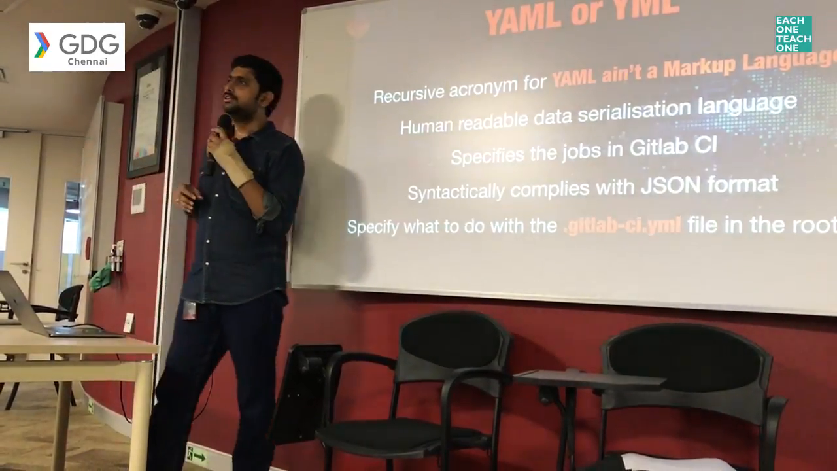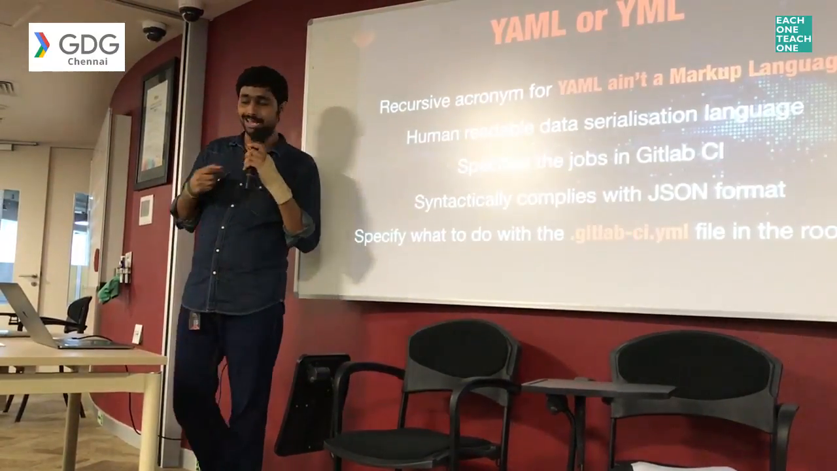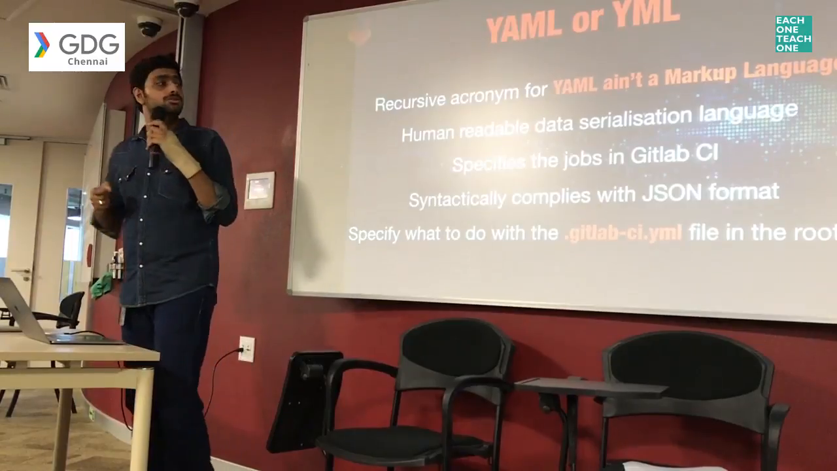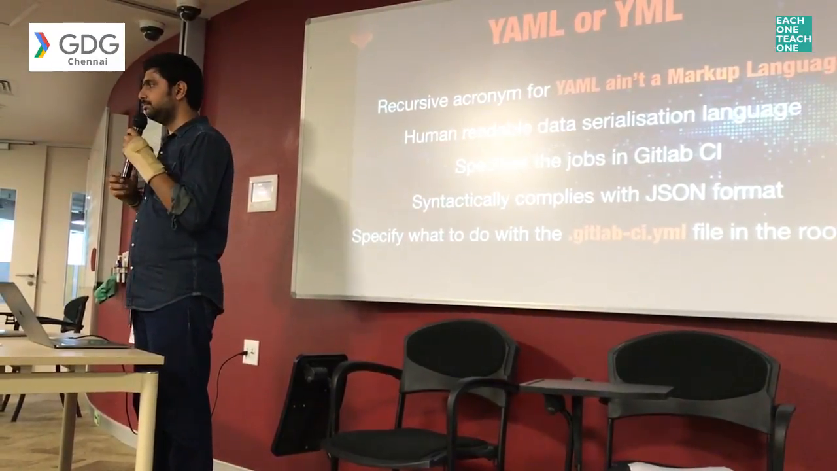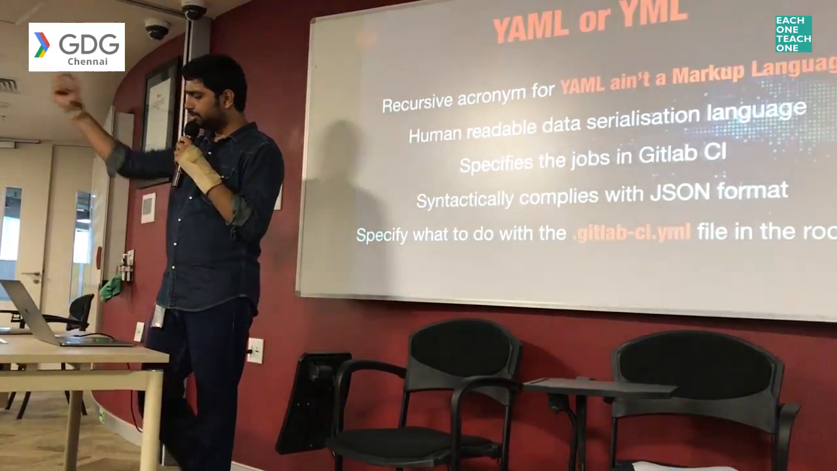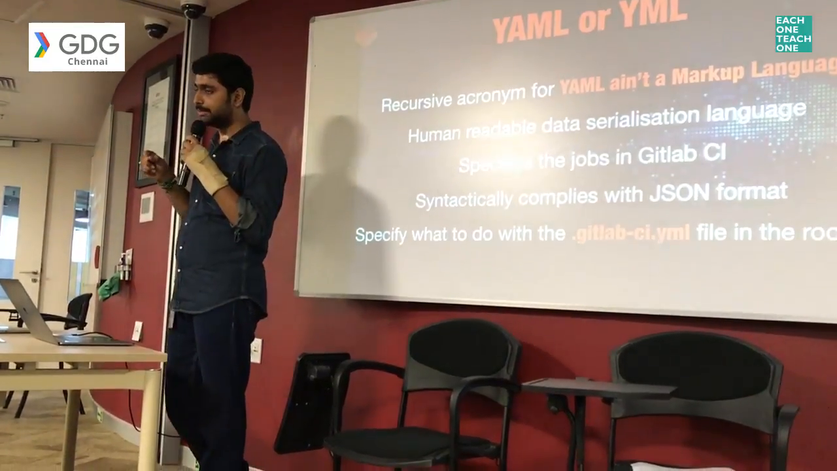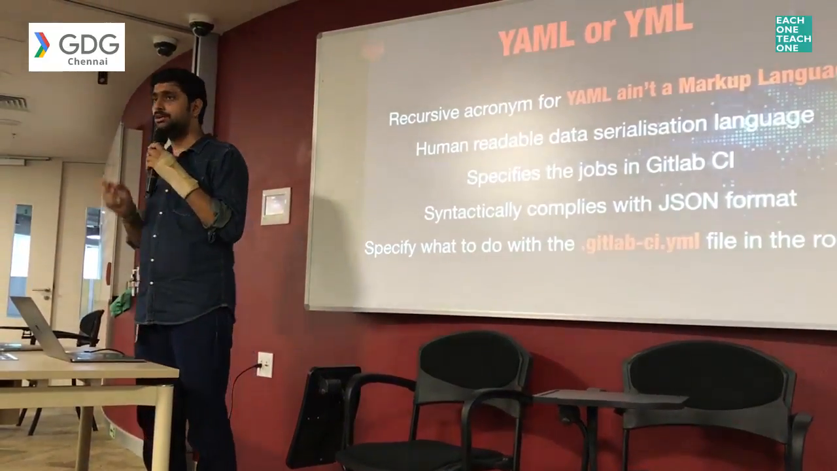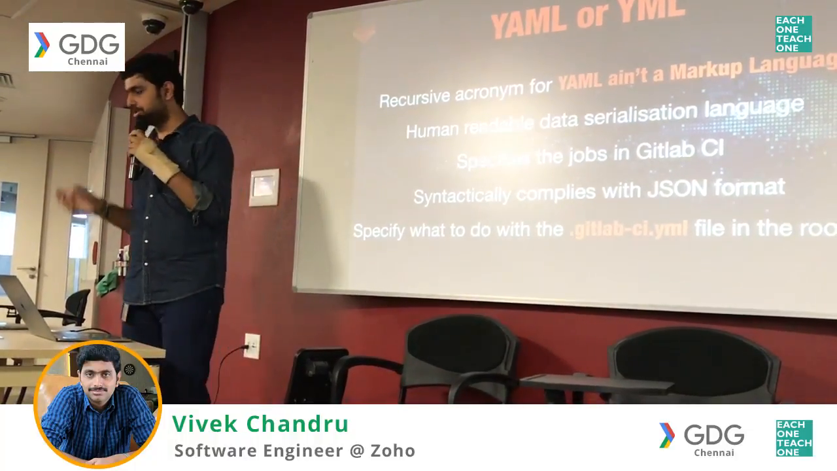To tell the CI server what you want to do, you use a language called YAML. YAML is similar to JSON, except that it is syntactically different, but the underlying thing is the same. You have to add a file in the root folder, .gitlab-ci.yml, that says what the GitLab server should do with your repository.